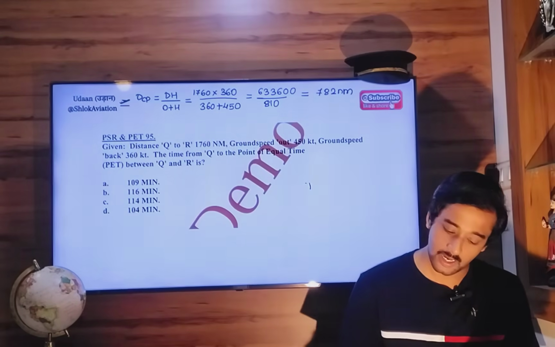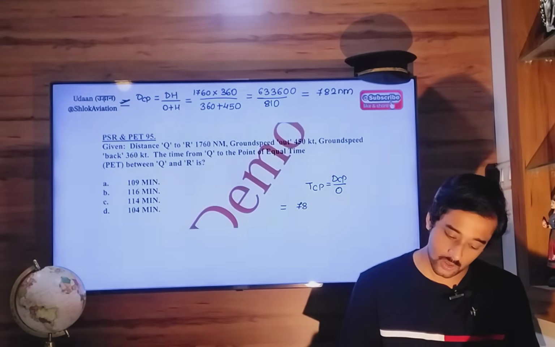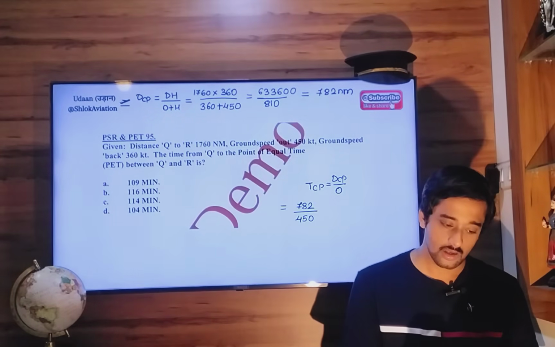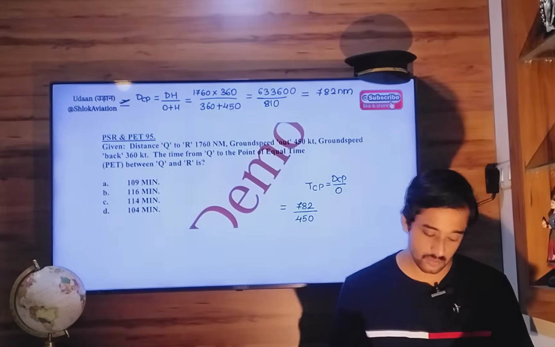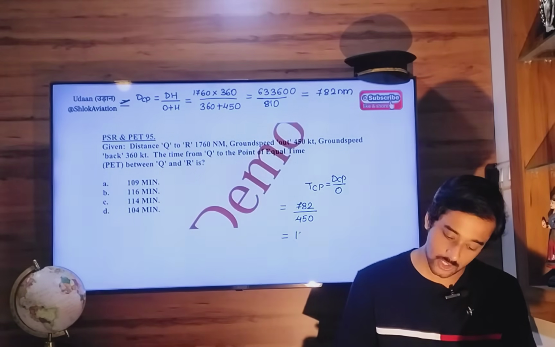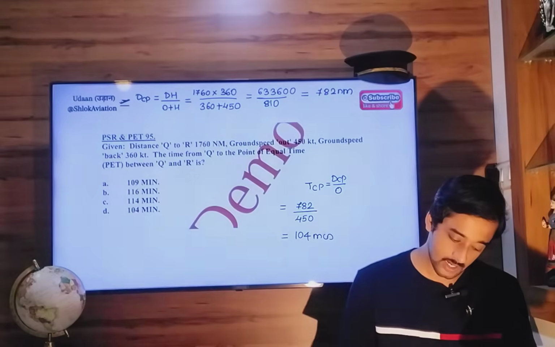What is time to critical point? Distance to critical point divided by outbound speed. So 782 divided by 450. That is 1 hour 44 minutes or 104 minutes. Okay, so option delta.